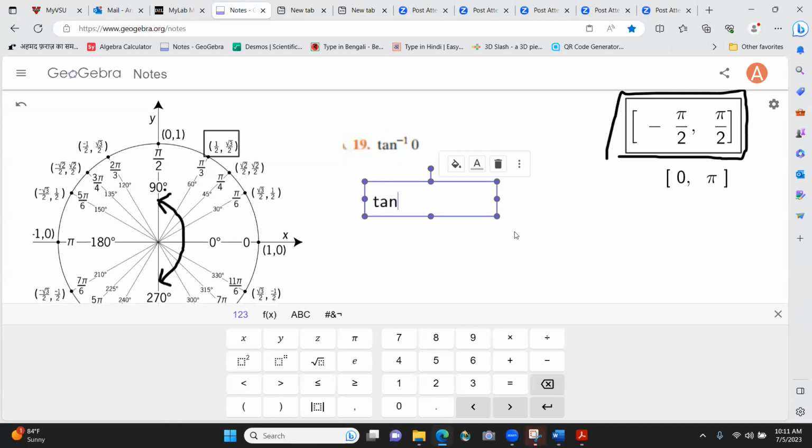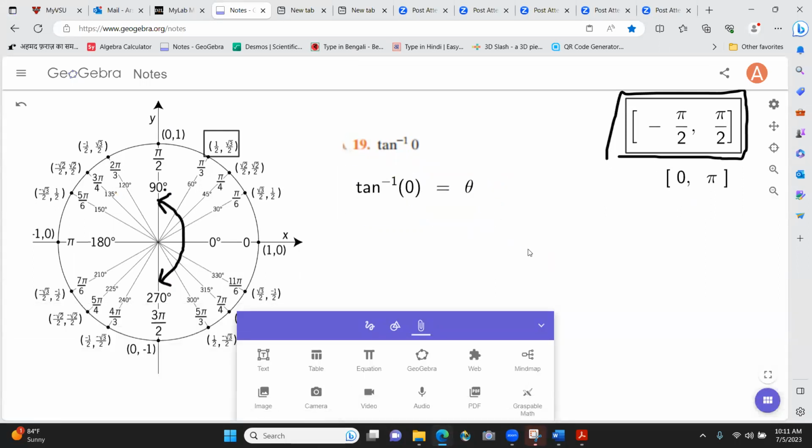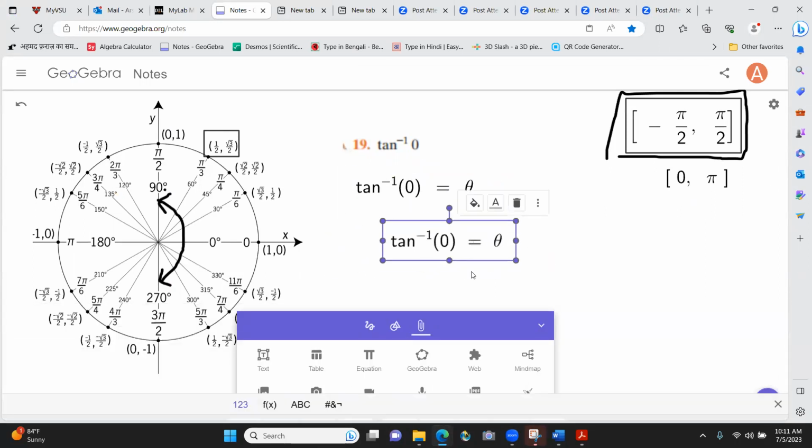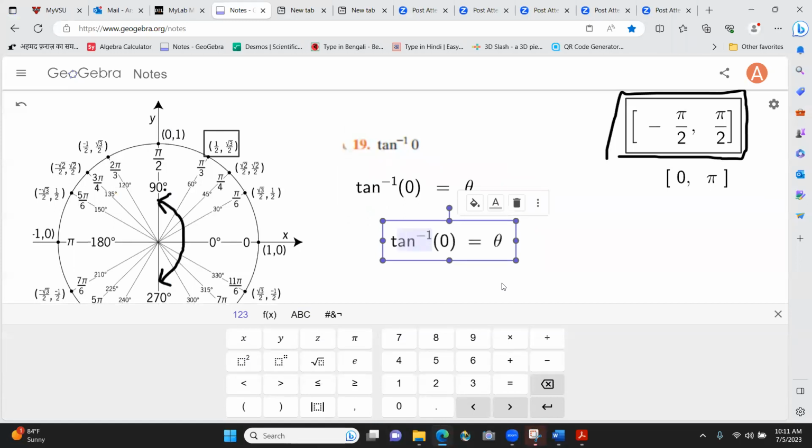So I'm going to say tan inverse 0 is equal to theta. And that means tan theta is 0. By definition, that's what it means. That's how we write it. Tan theta.